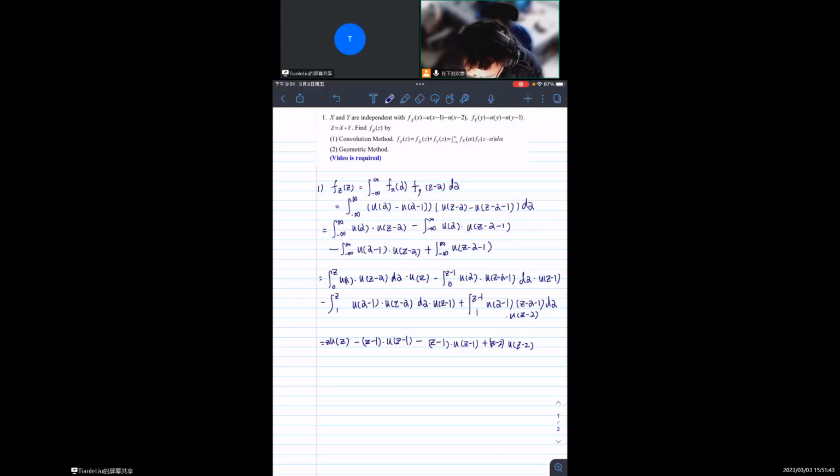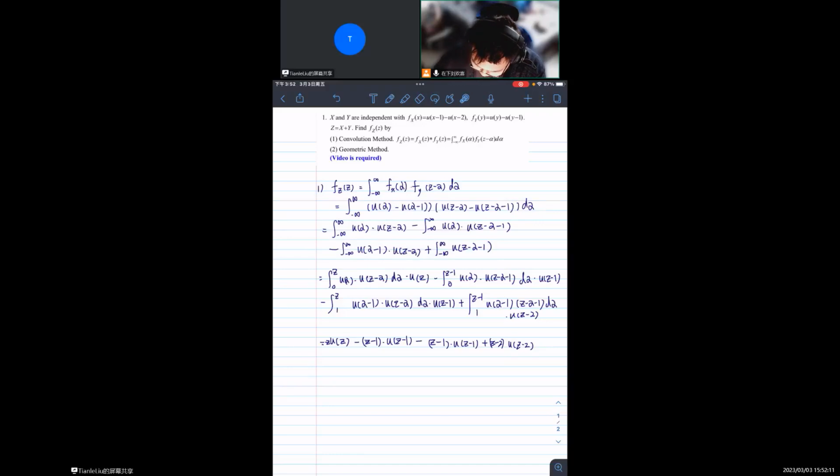So first, we have the fz, using the fx of alpha and the fy of z minus alpha, given by the problem. And we can see the first step of this one is to write out the fx and fy. But since fx has a right shift by 1, we will use the original one and do the right shift as the last step.